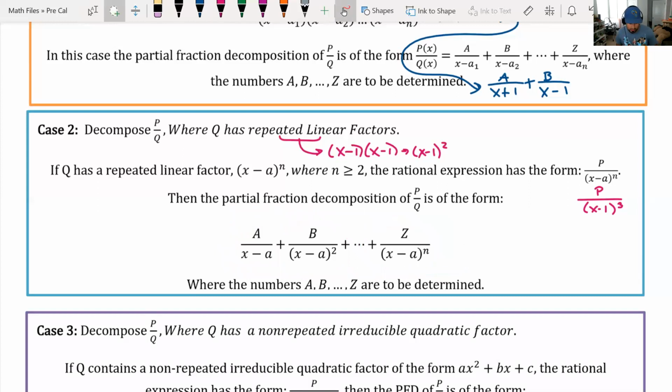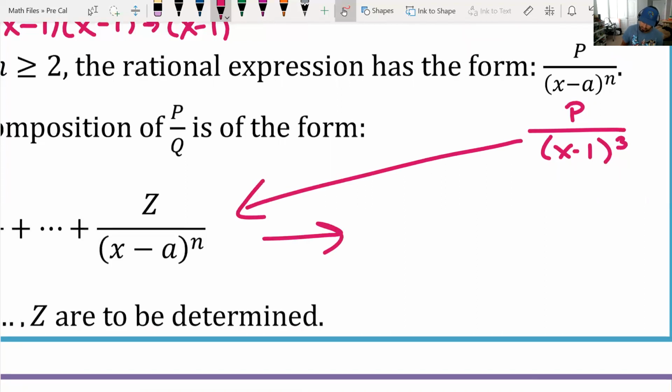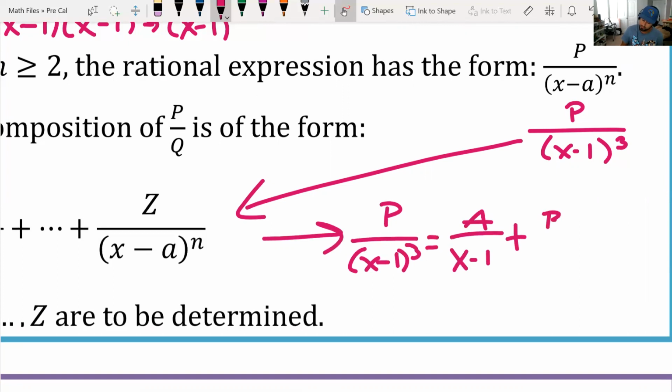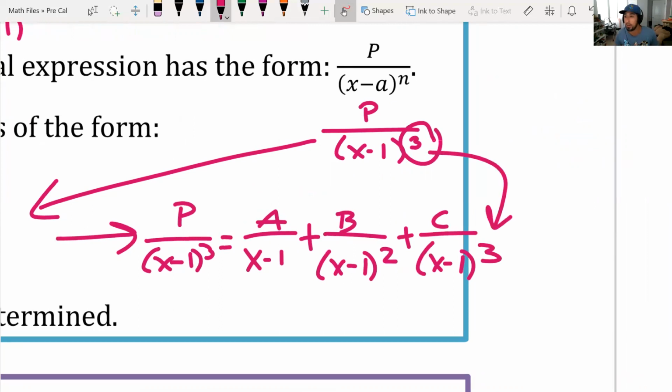And then when you break it down that much, you actually will have a mental breakdown. Okay? All right. So what this means is that if we decompose this function this way, I'll just keep it as p. P over x minus 1 cubed would become a over x minus 1 plus b over x minus 1 squared plus c over x minus 1 cubed. And whatever the power of the repeated factor is where you will stop.